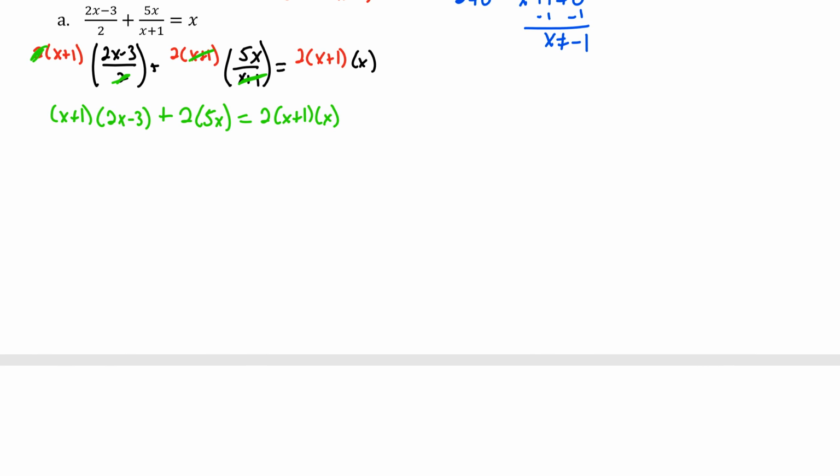And now I'm going to work to try to solve these. I need to FOIL these first two together. So x times 2x gives me a 2x squared. x times a negative 3 gives me a negative 3x. 1 times a 2x gives me a 2x. 1 times a negative 3 gives me a negative 3. A positive 2 times a 5x gives me a 10x.